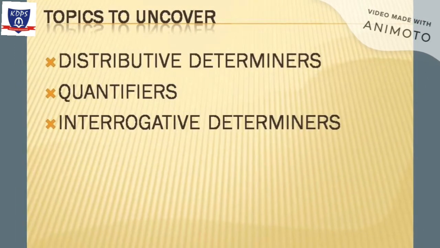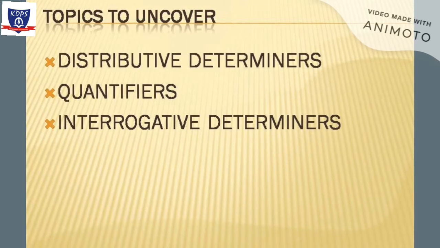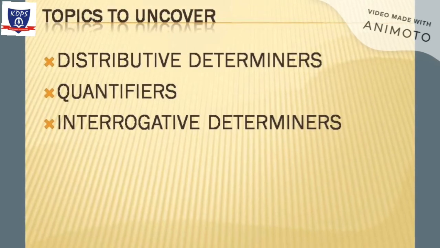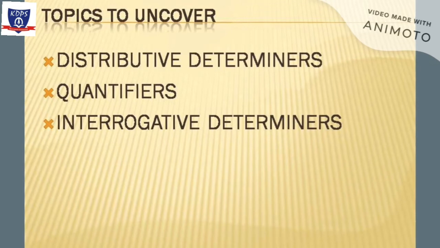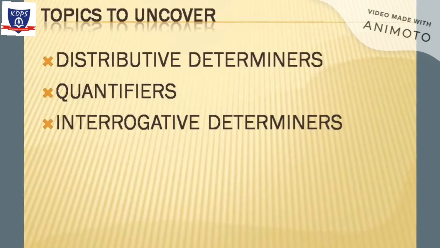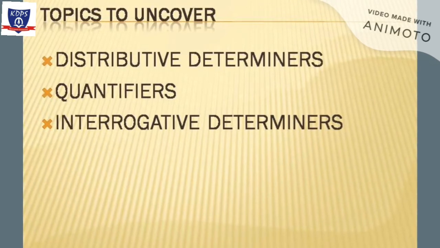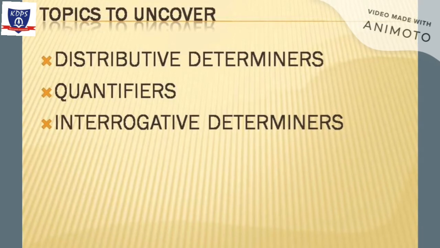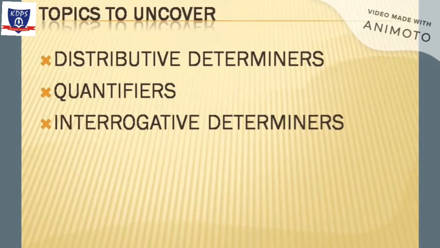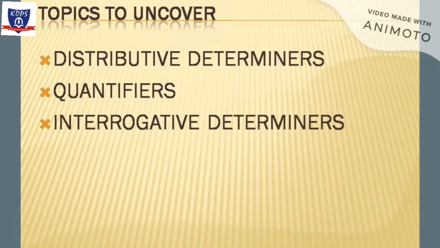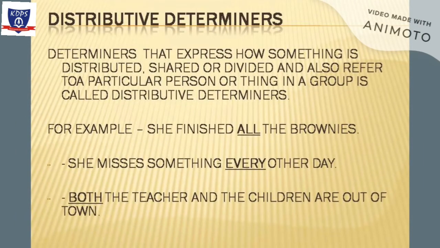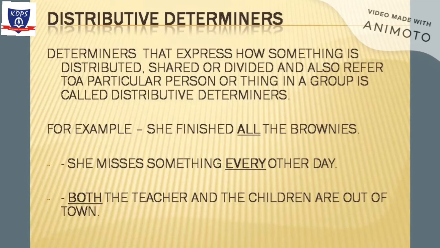And today we are going to cover the other kinds of determiners which were left: distributive determiners, quantifiers, and the last one, interrogative determiners. So let's get started with the chapter. First come distributive determiners. Distributive determiners, the name is suggesting you distribute.